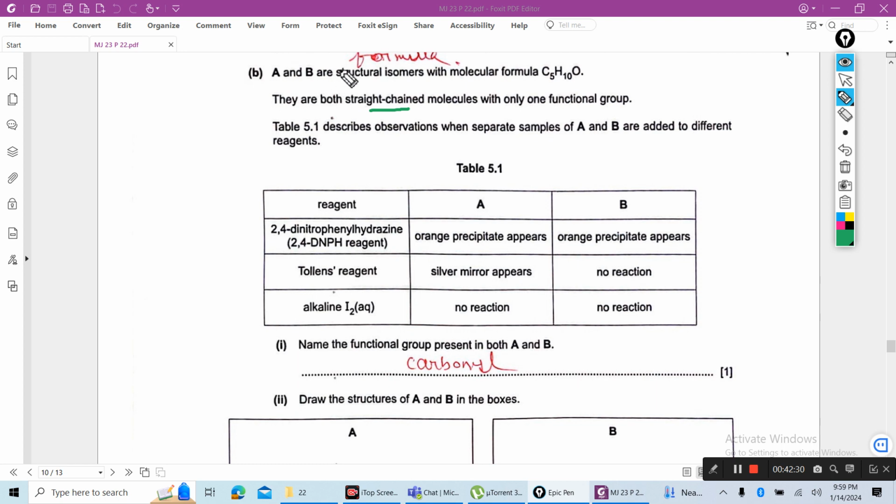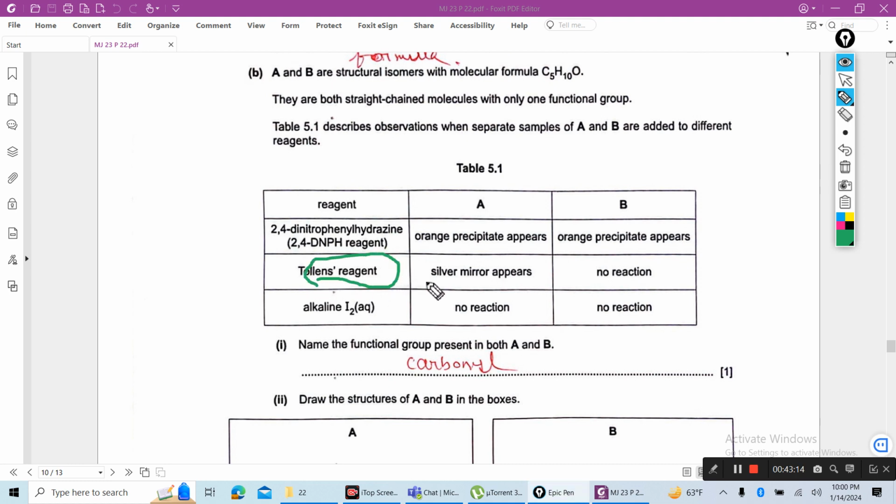Now you see A and B are structural isomers with molecular formula C5H10O, 5 carbon, 10 hydrogen, 1 oxygen. They are both molecules with only one functional group. So the reagents and their reactions with A and B. 2,4-dinitrophenylhydrazine, 2,4-DNPH reagent, an orange precipitate appears. That means it may be an aldehyde or ketone, a carbonyl compound. Orange precipitate appears for B also, so B is also an aldehyde or ketone, a carbonyl compound.